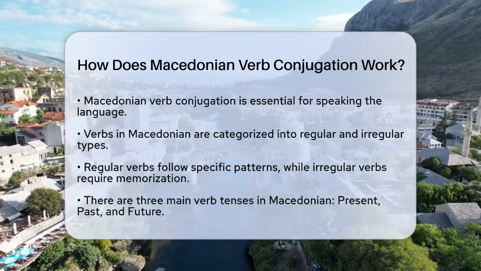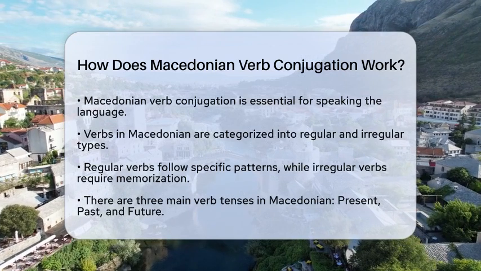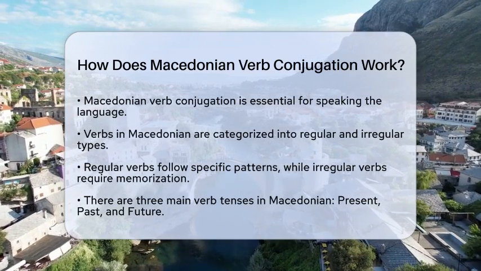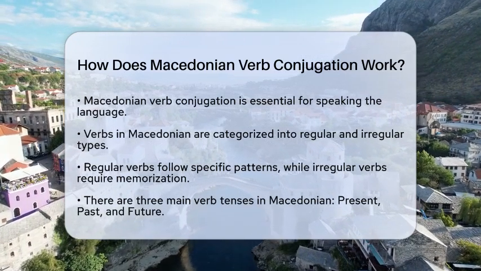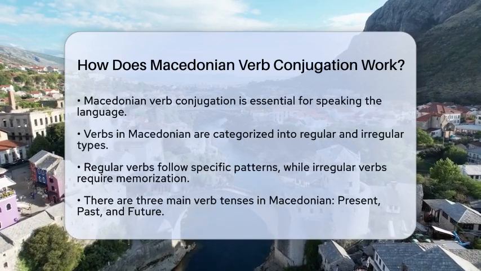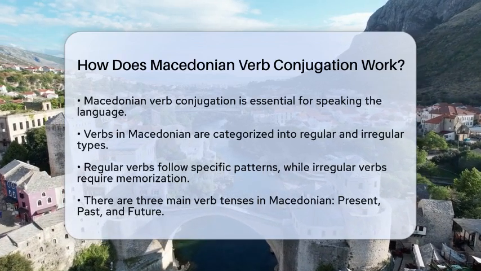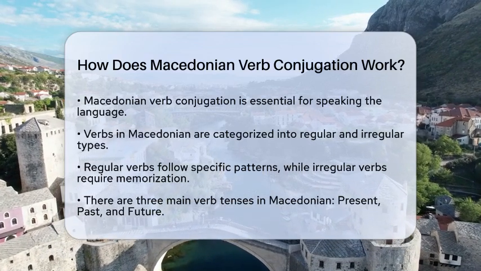Macedonian verbs fall into two main categories: regular verbs and irregular verbs. Regular verbs follow set patterns, making them easier to learn. Irregular verbs, on the other hand, do not follow these patterns, so you will need to memorize them.